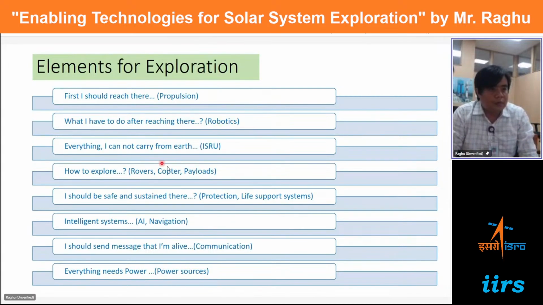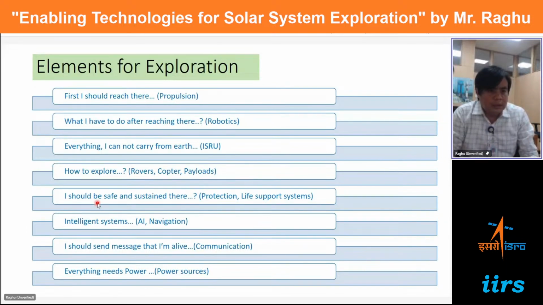Then, I cannot carry everything from Earth, because it will be very heavy and voluminous. This is what Dr. Ganesh talked about: in situ resource utilization. Whatever resources are available, I should make use of them for exploration and return. Then how to explore? Different kinds of payloads: rovers, copters, and different kinds of payloads. There was a separate talk on that, and Dr. Das also spoke on the first day, at the inauguration, about different types of payloads and how to explore.